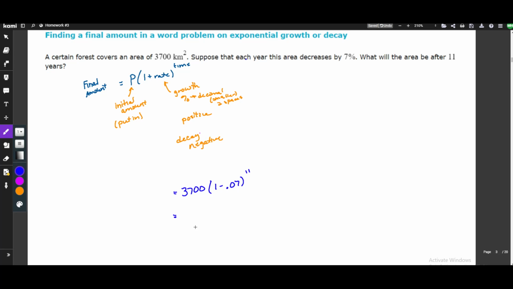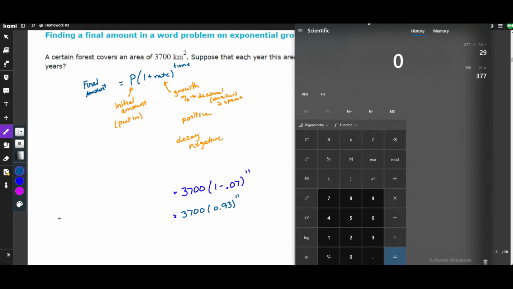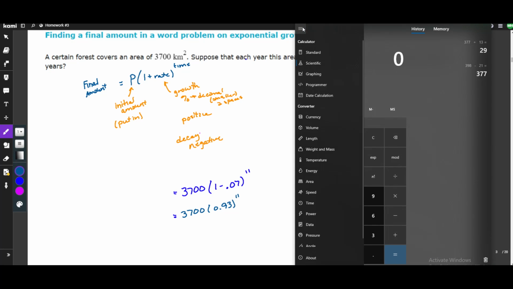I'm going to simplify this a little bit so that we can just type it into a calculator, because this is a calculator problem. I am not expecting you to multiply things times itself 11 times. So 3,700 times 0.93 to the 11th. Like I said, I don't want you to have to multiply 0.93 times itself 11 times, so you are going to use a calculator. If we open up the calculator on our computer, make sure that you have it in scientific mode. I'm on a PC, so that's what I'm going to have. The Mac looks pretty similar, but a little bit different.